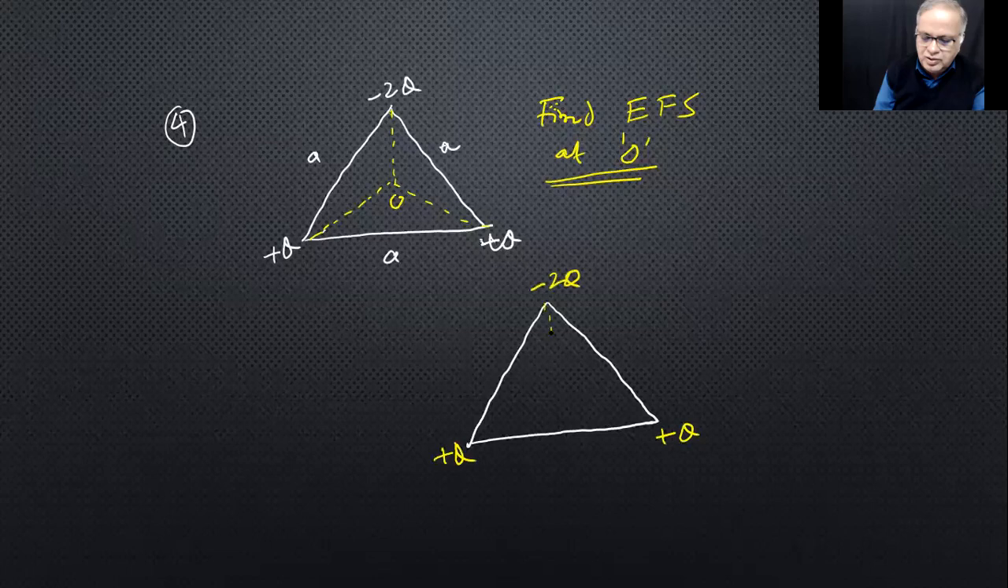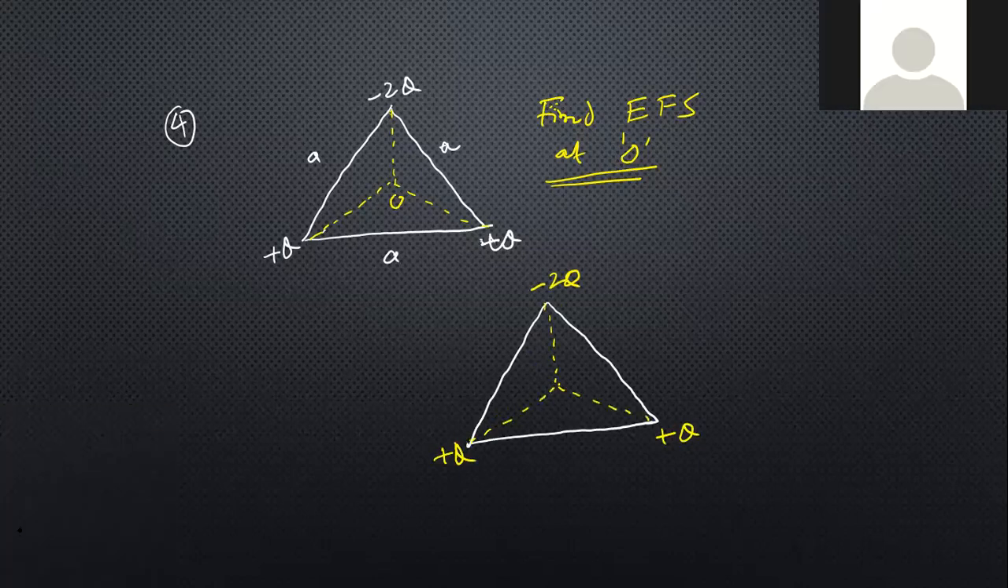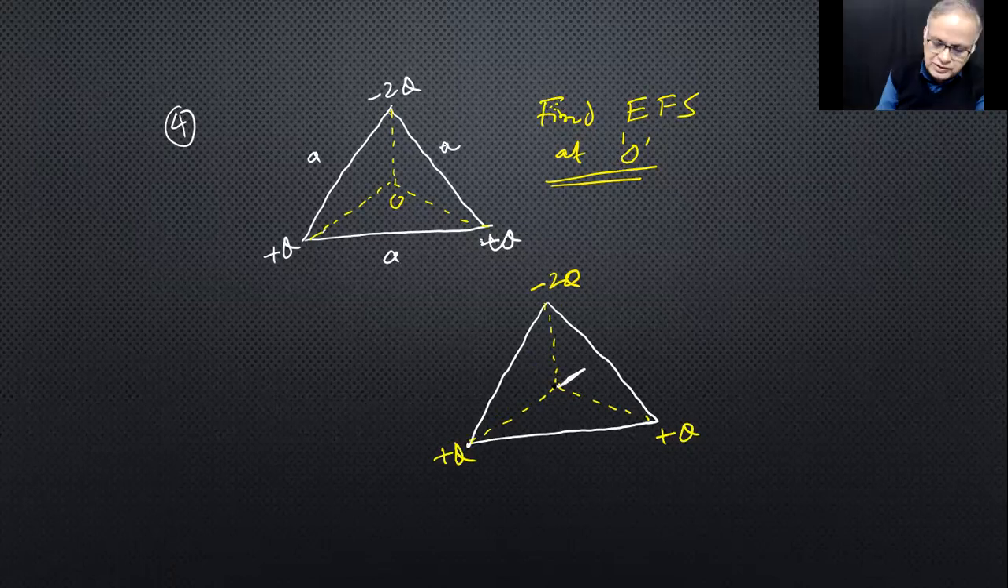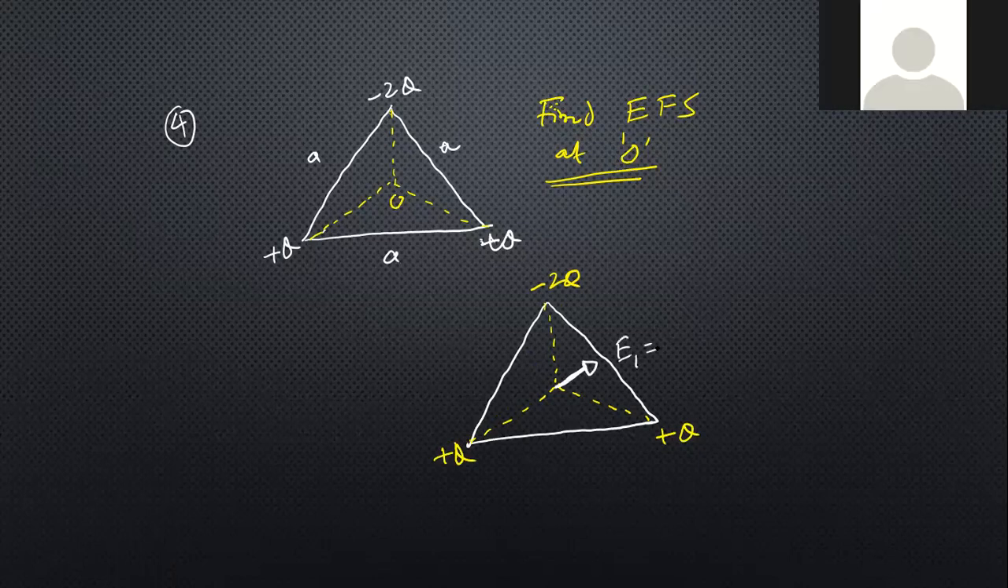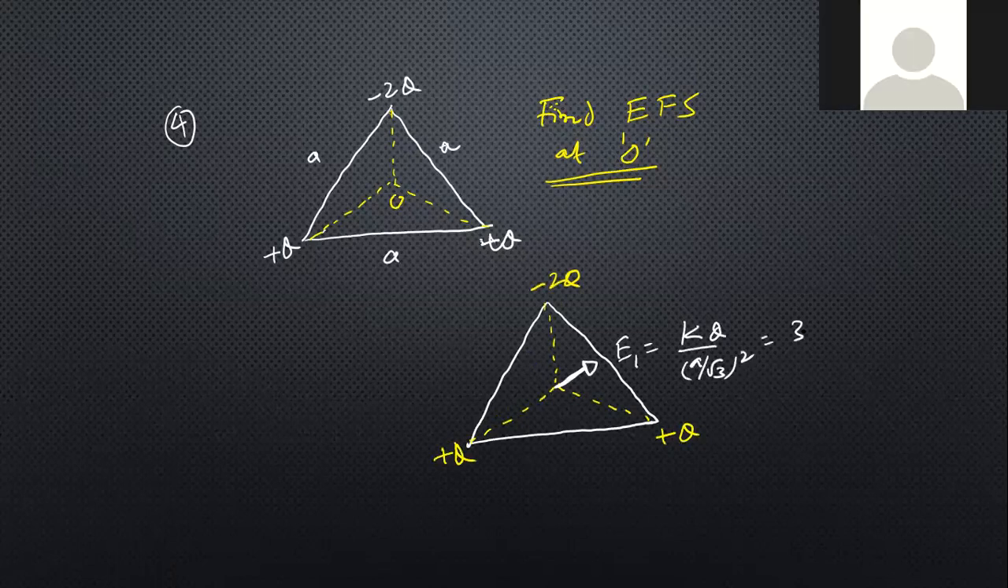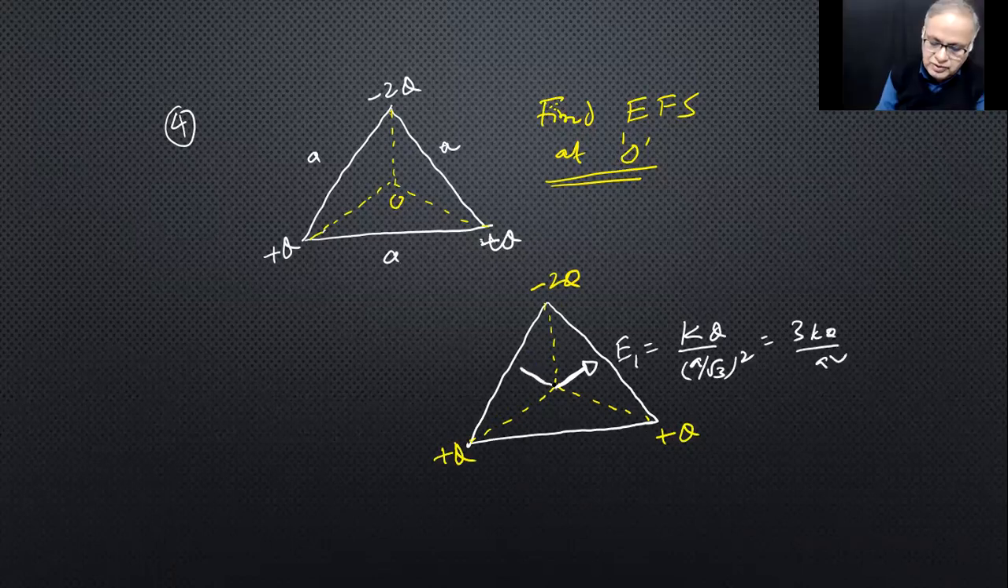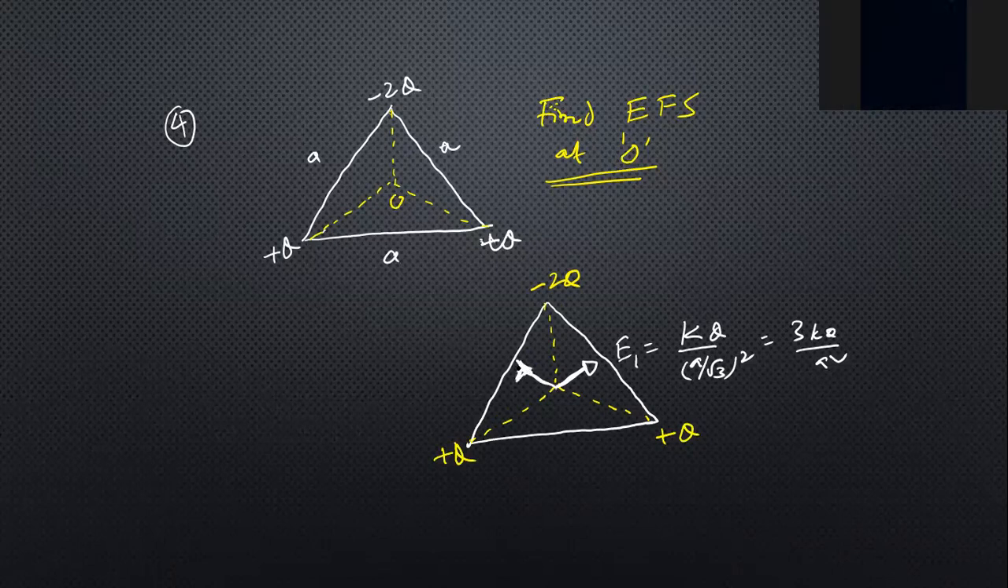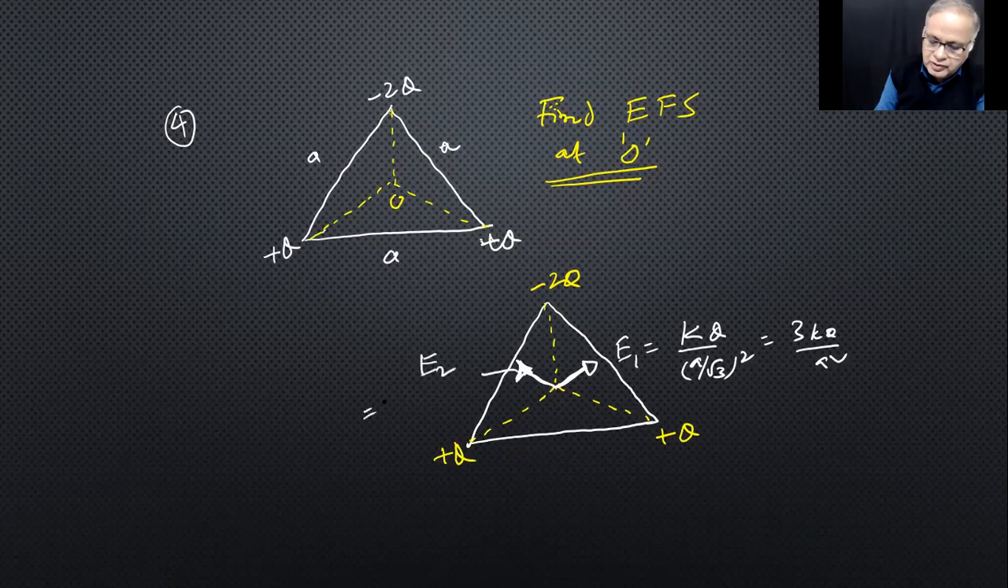So at the center, the way I did, you just do again. What is the direction of field of this? Opposite to that. Like this. Call it E1. But E1 is how much? KQ by A by root 3 whole square, which is 3 KQ by A square. And because of this? Same magnitude, but call it E2. How much is that? 3 KQ by A square.